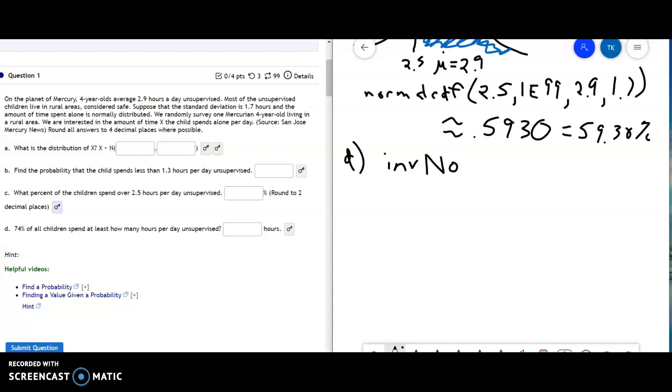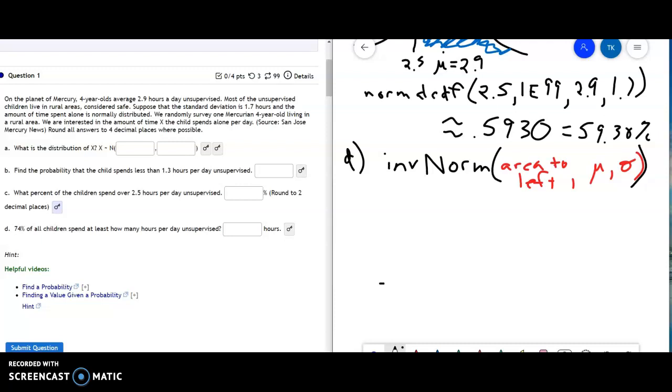And an inverse norm, you have to tell it 3 numbers. So normal CDF, you have to tell it 4. Inverse norm, you tell it 3. You tell it the area to the left of the number that you're looking for, and then mu and sigma. So the main tricky thing with an inverse norm is finding that first value, that area to the left, okay?